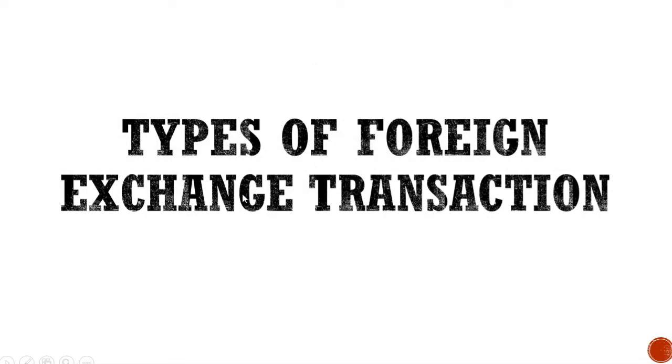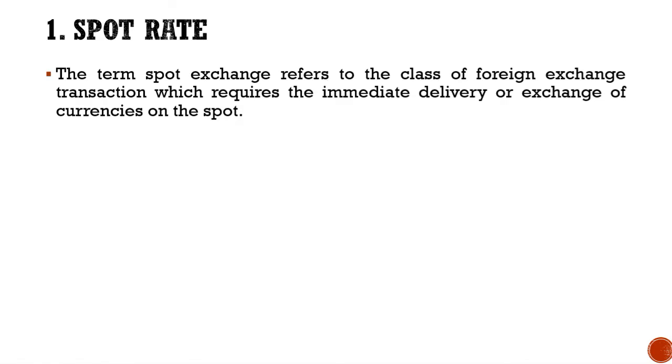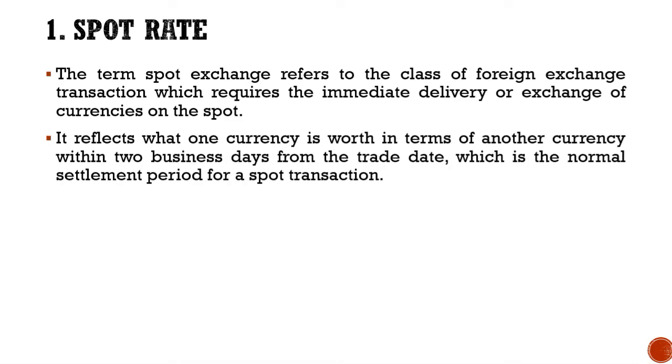Okay, now the next topic that we need to learn is the types of foreign exchange transaction. Now, the very first type of foreign exchange transaction is called the spot rate. The term spot exchange refers to the class of foreign exchange transaction which requires the immediate delivery or exchange of currency on the spot. It reflects what one currency is worth in terms of another currency within 2 business days from the trade date, which is the normal settlement period for a spot transaction.